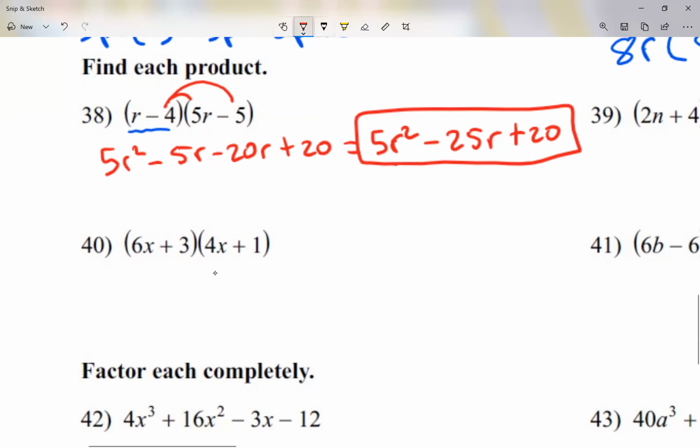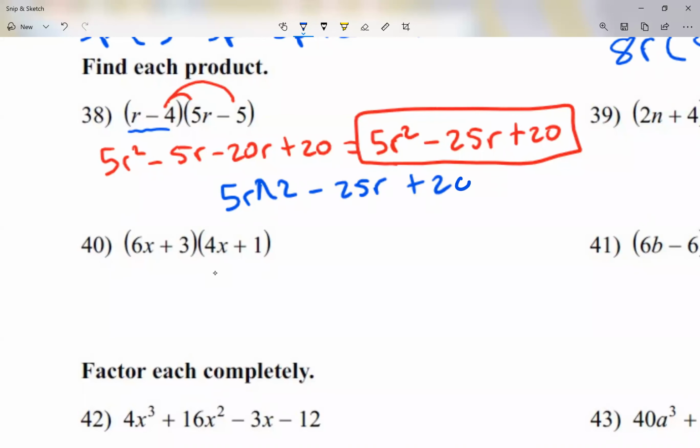If I'm writing things out, that's what I will do. Now for typing, I will go 5R to the second minus 25R plus 20. We do write the biggest exponent first. Notice how my exponents on my letters go from the highest to the lowest.